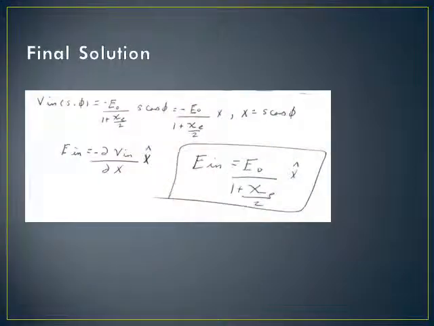Okay, and here's the final solution. V in of s, phi equals negative E0 over 1 plus chi e over 2, times s cosine phi. s cosine phi, of course, is x, and if you look at the partial, our solution is in the bottom right.